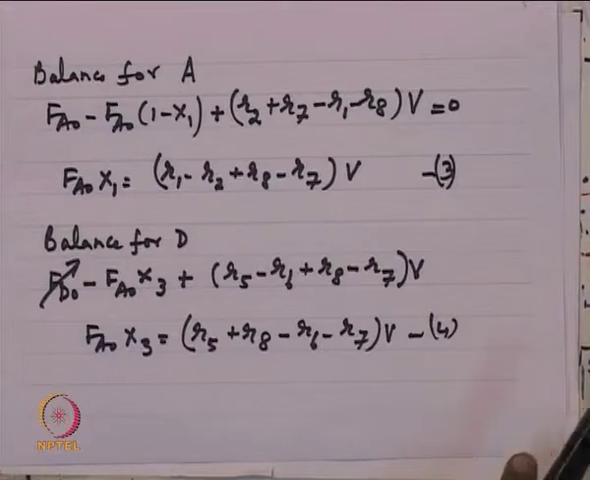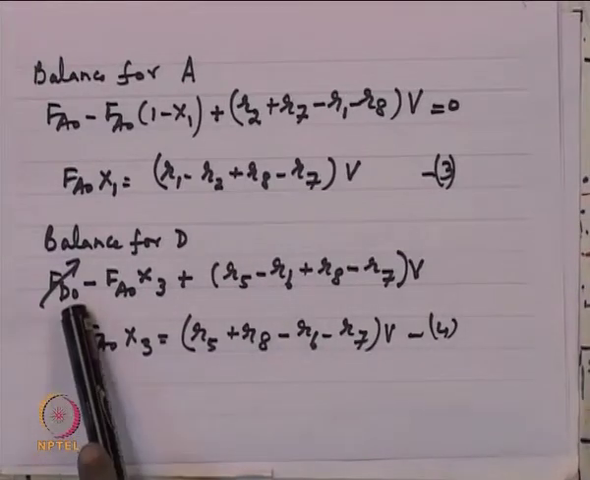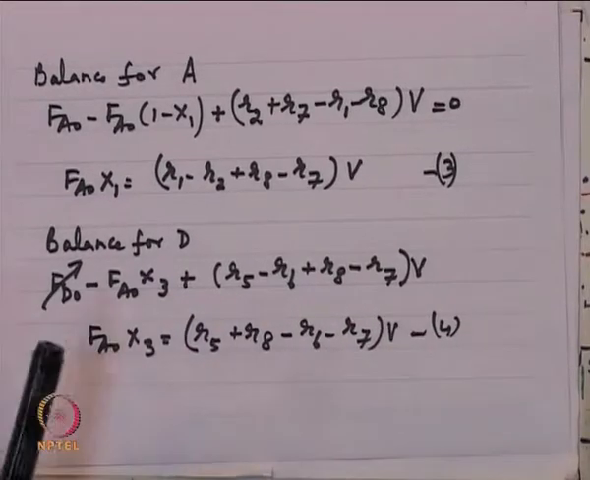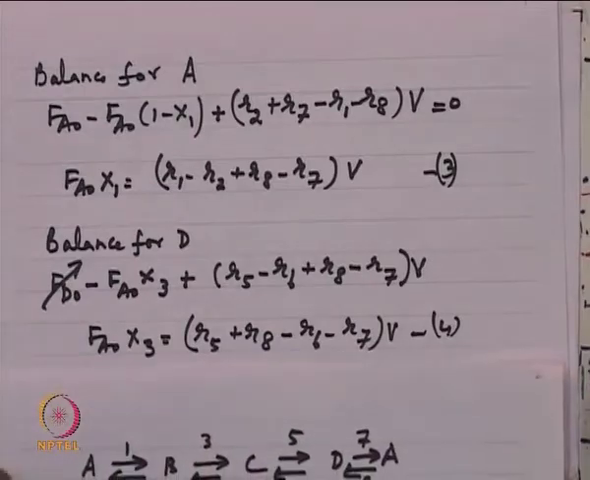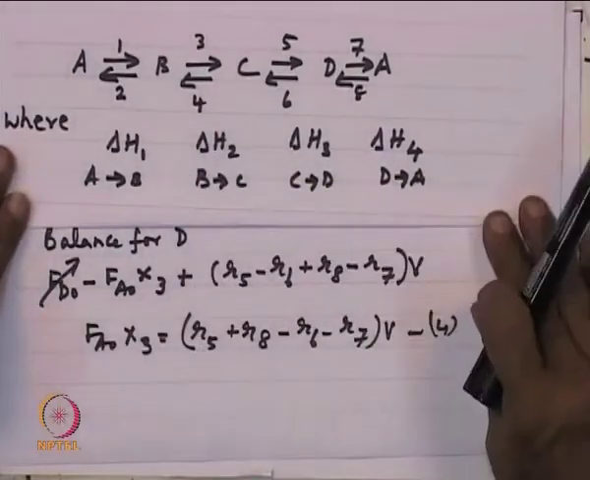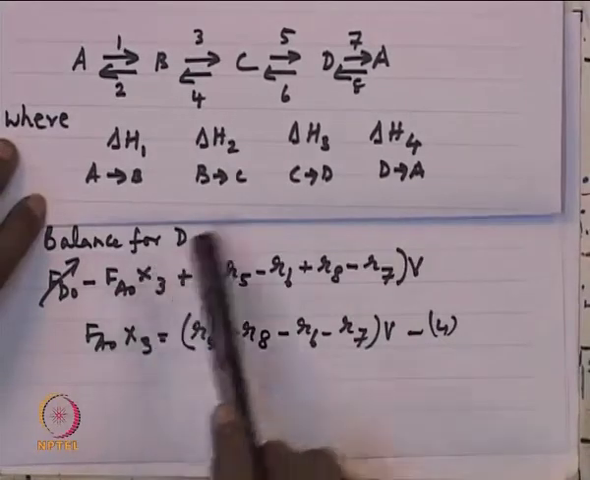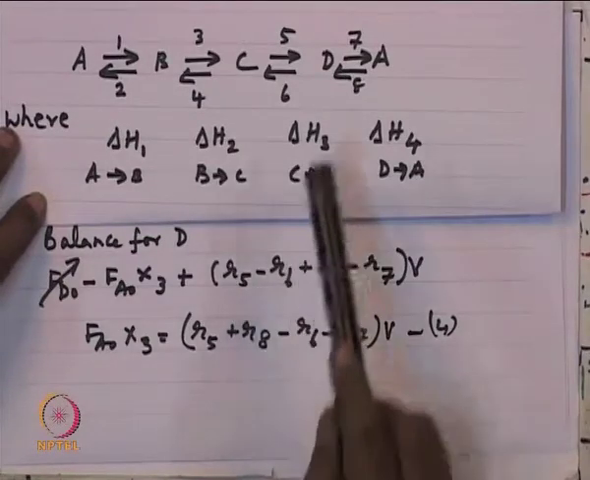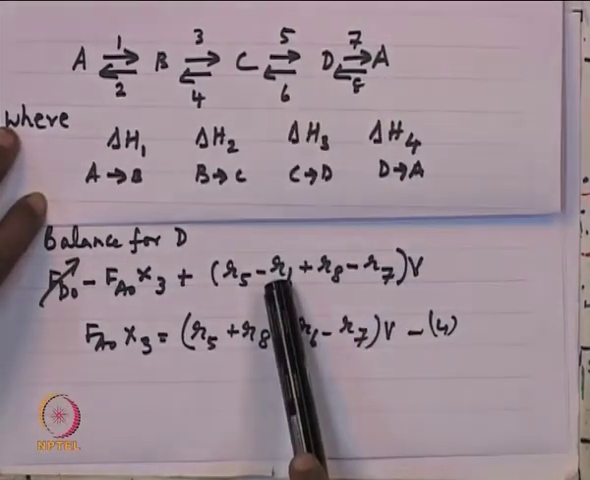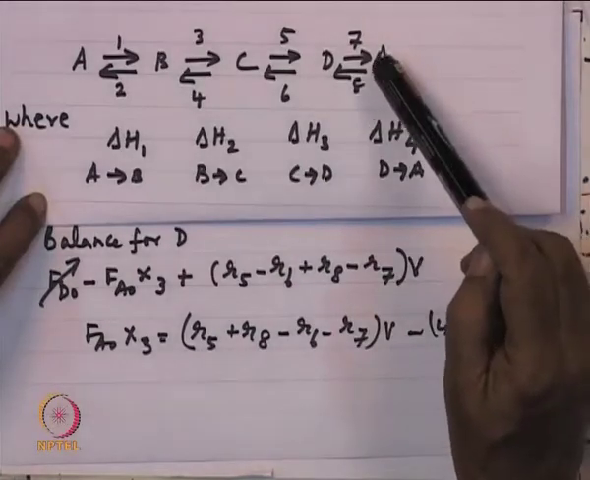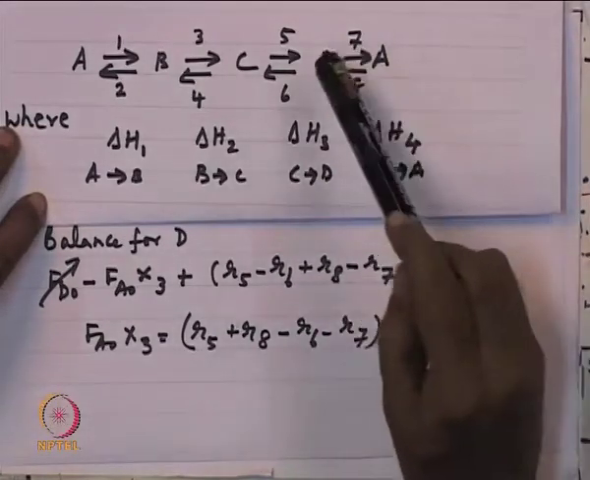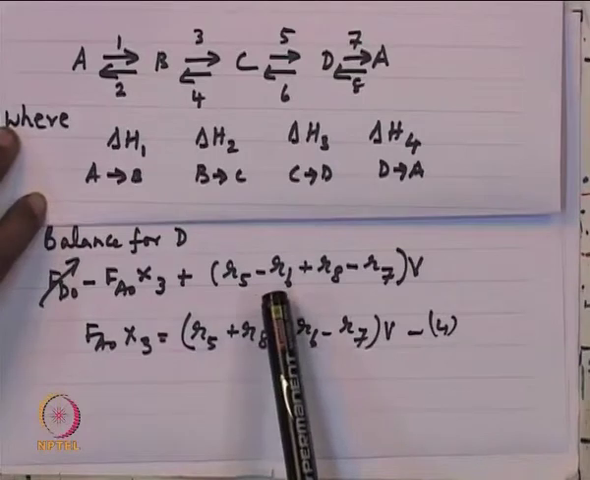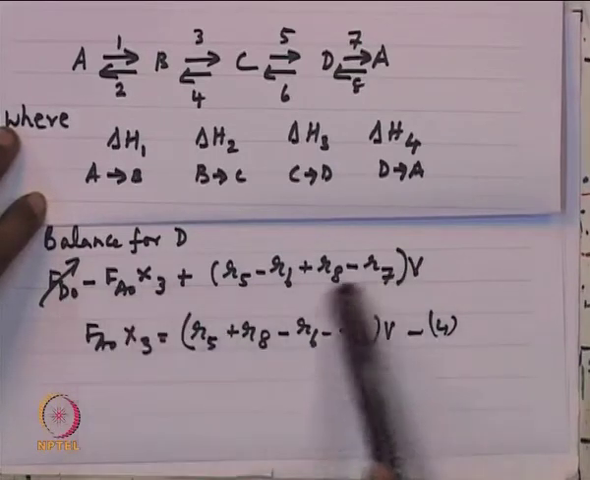Okay. Now, similarly, let us write a material balance for D. Input, output, and what is the generation of component D? Component D is formed in reaction 5, so it is plus R5, and consumed in reaction 6, it is minus R6. Now, component D is formed in reaction 8, plus R8, it is consumed in reaction 7, it is minus R7. In other words, all the generations are positive, all the consumptions are negative, and that is the material balance for component D.